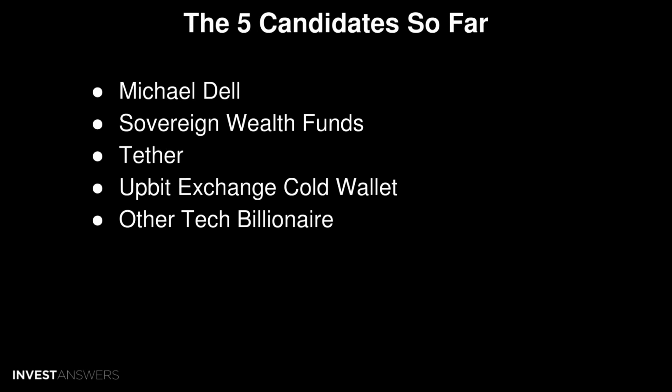The 5 candidates so far: Michael Dell, a sovereign wealth fund out of the Middle East; Tether, scratch that maybe; Upbit Exchange Cold Wallet, possible but unlikely considering the DCA action; and some other tech billionaire or huge series of family offices or a conglomerate of Wall Street, or I don't know. We don't know. It's super interesting to watch their behavior. They were very rough at DCing at the beginning, and then they got really good, and now they're doing some weird stuff. So I don't know.